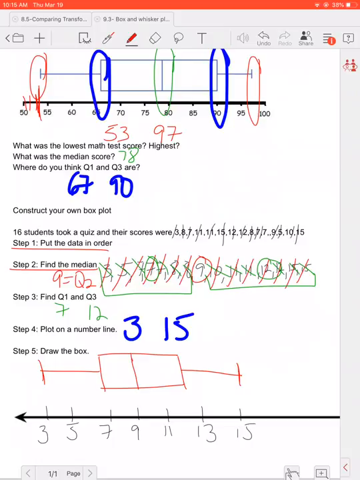The closer the data are, the smaller those chunks will be. The farther apart the data is, the larger those chunks will be. If you have a really long line over here, that typically means that you have some sort of outlier. All right, hope this helps. Go ahead and try that homework.